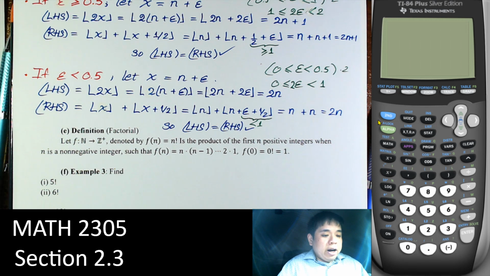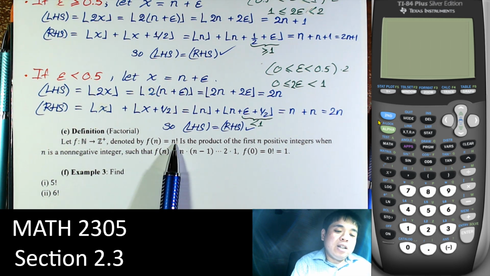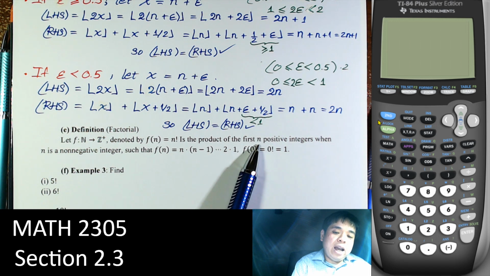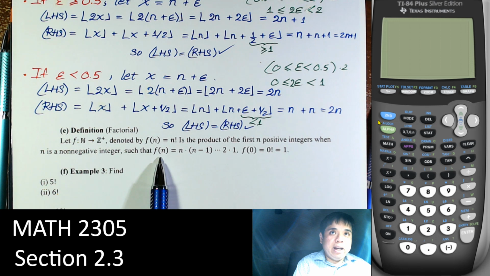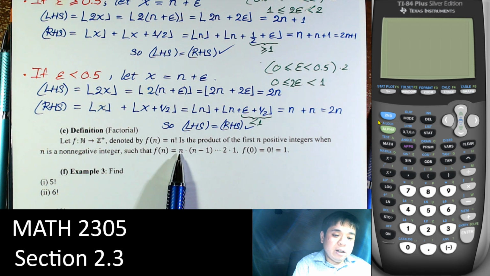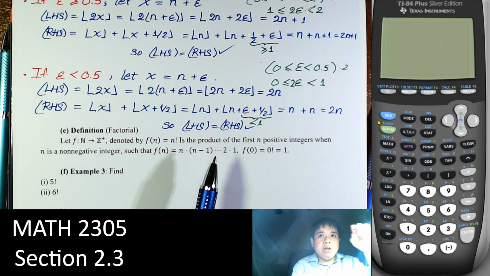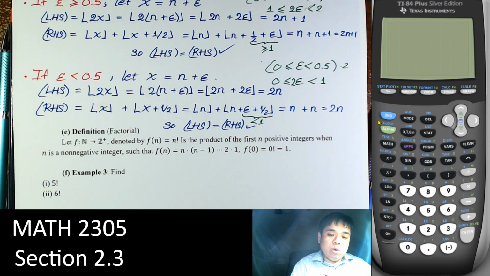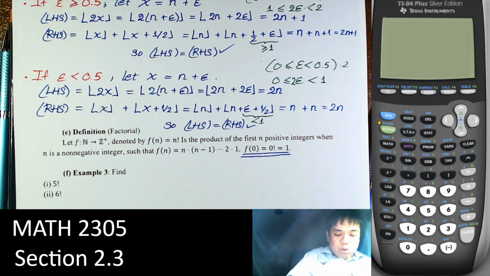Right. Next we define factorial. So factorial f of n is equal to n exclamation point. Meaning that it is the product of the first n positive integers. So f of n, we start from that number and multiply backward to 1. And f of 0, 0 factorial, is equal to 1. This is how we define 0 factorial is equal to 1.